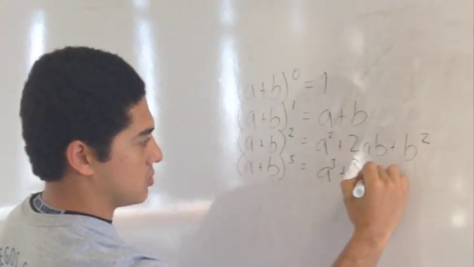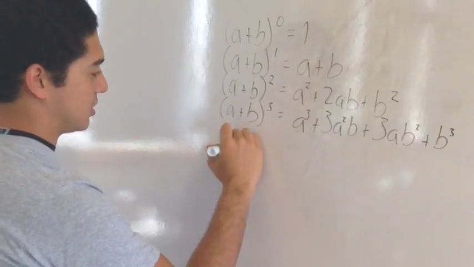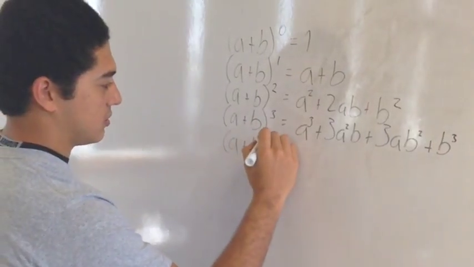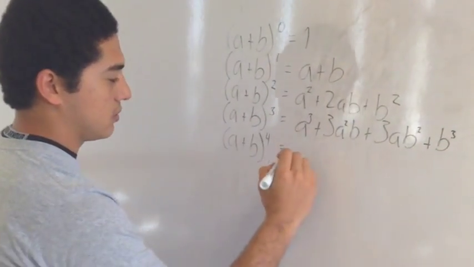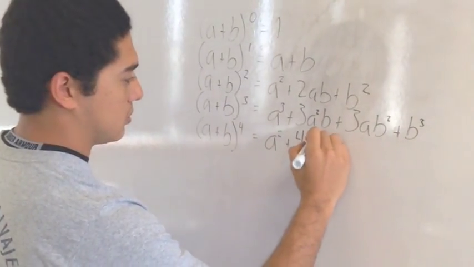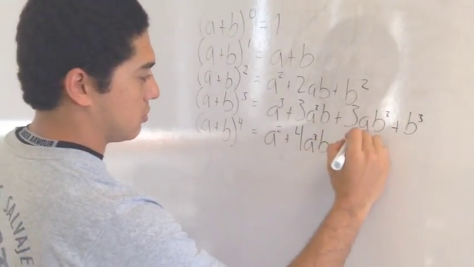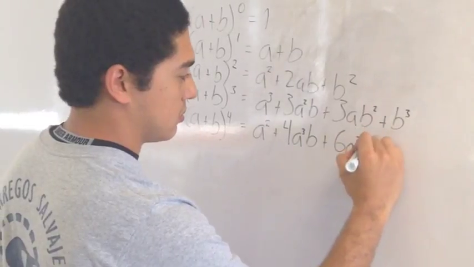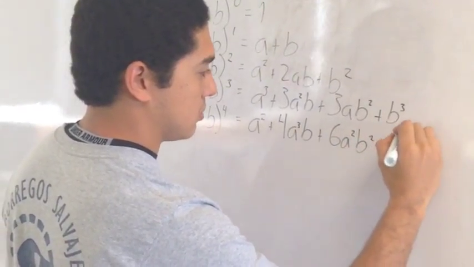Also, another rule is that in the arrangement, you have the ascending and descending exponents. For example, in the binomial elevated to the square, for the term a, you start with a squared, then a, then nothing. And for b, you start with nothing, then b, then b squared.